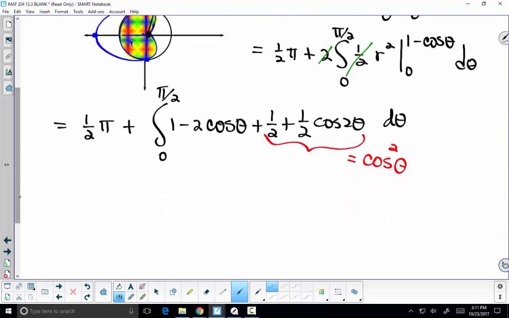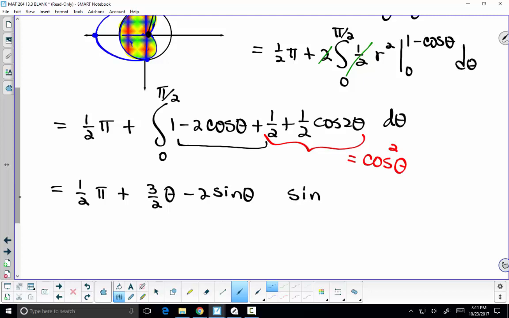Okay, so we can integrate all this now. Let's do the constants first. That's 3 halves times theta. The integral of minus 2 cosine theta is going to be minus 2 sine theta. The integral of this is going to be sine of 2 theta divided by 2, so we get plus 1 fourth. That will be 0 to pi over 2.